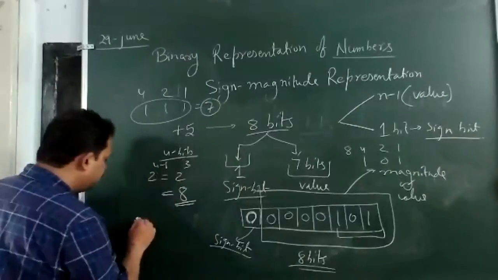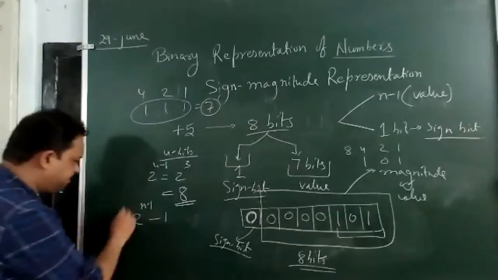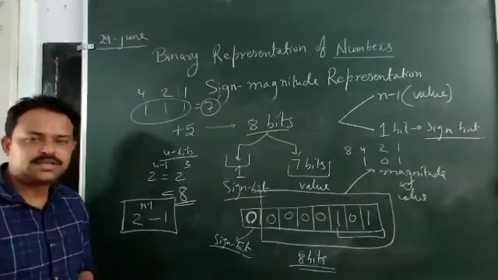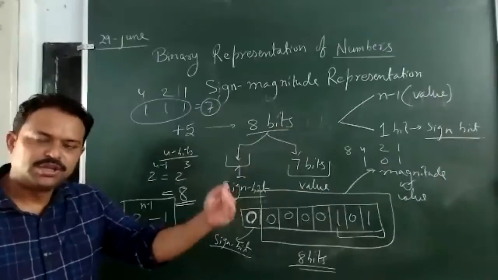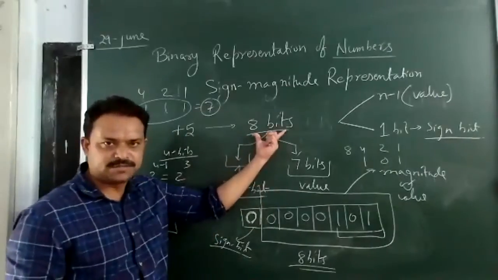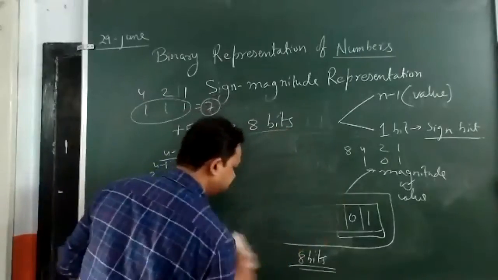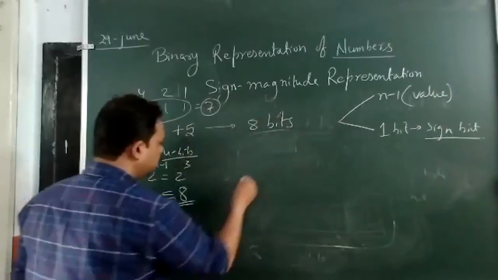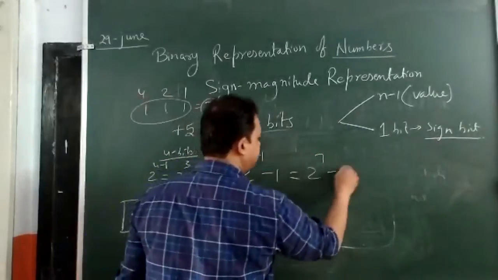So what is the formula? 2 raised to power n minus 1 minus 1 is the formula. Till that much you can represent the numbers. For example, if you are using 8 bits, what does it mean? 2 raised to power 8 minus 1 minus 1, that is 2 raised to power 7 minus 1.